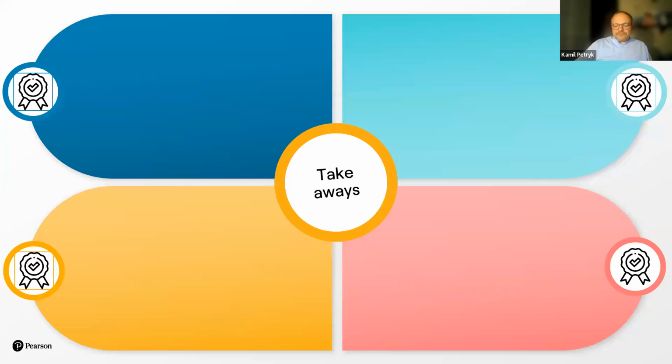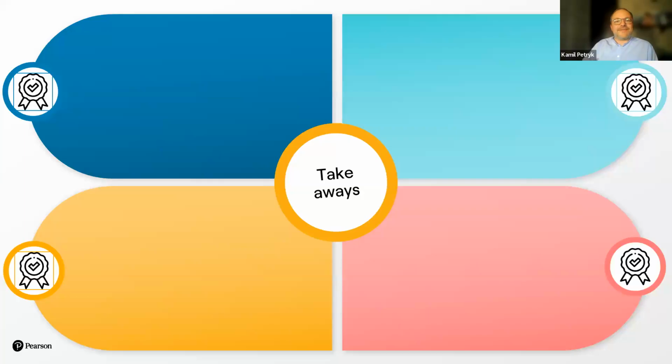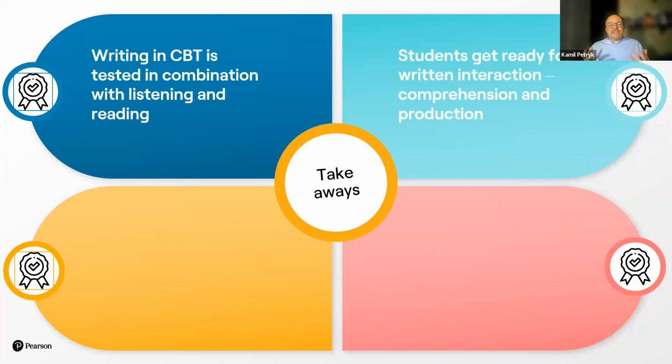Right, just to finish, just a few takeaways from me. Some important things to remember. Well, this is what I mentioned, that writing in the computer-based test is tested in combination with listening and writing. So as a matter of fact, students getting ready for the computer-based test are getting ready for written interaction, so comprehension and production. It's not only production, it's not only writing. So you have to bear in mind that this writing is accompanied by some other skills here very often.